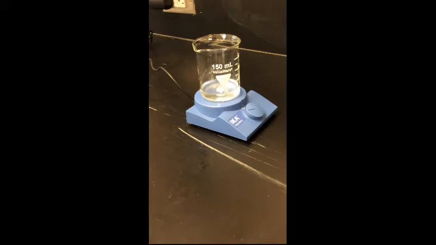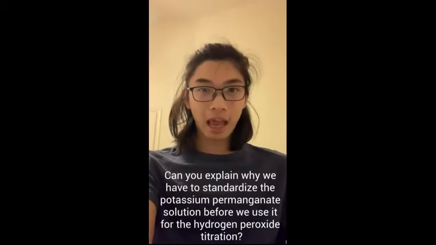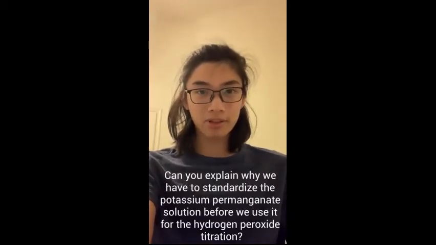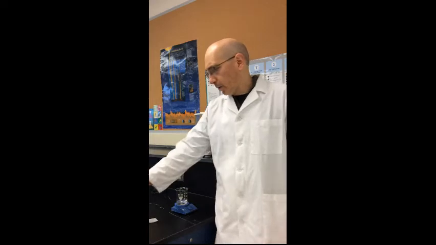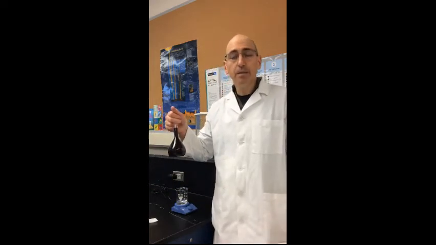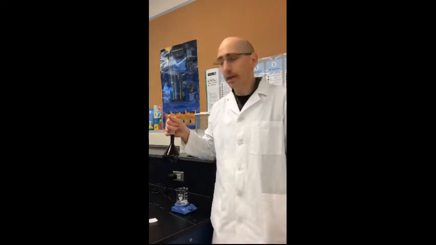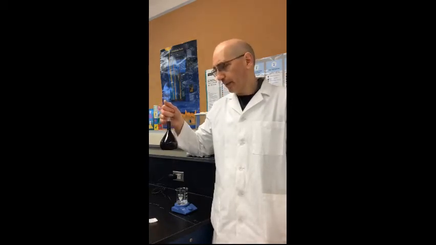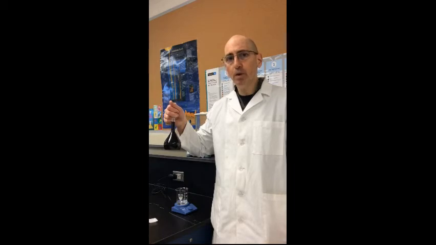I think we have a question from a student. Can you explain why we have to standardize the potassium permanganate solution before we use it for the hydrogen peroxide titration? That's a great question. We're going to use this potassium permanganate solution to titrate the hydrogen peroxide, but we have a pretty good idea that this is about 0.02 molar, but we want to get a little bit more accurate than that.